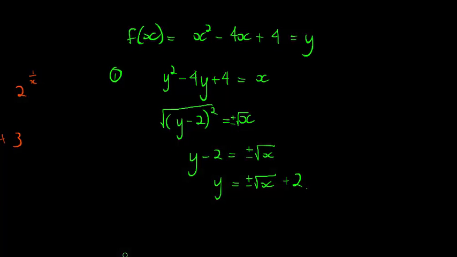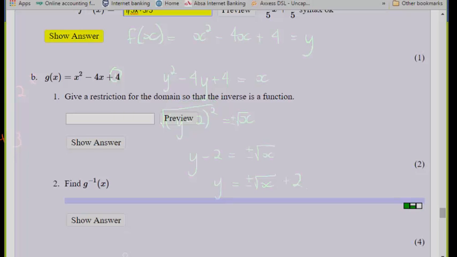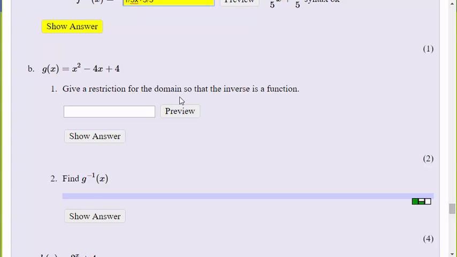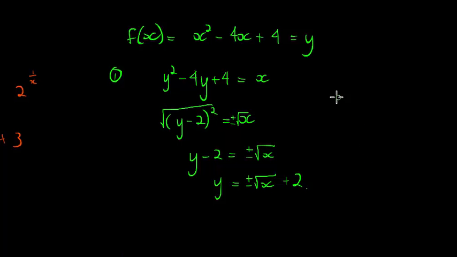So how do we determine the restriction? Okay. So again, give a restriction for the domain so that the inverse is a function. So if I look at this, if I were to draw it, let's not draw it perfect, but let's just draw it. It's a parabola, isn't it? Do you know that this is a parabola?